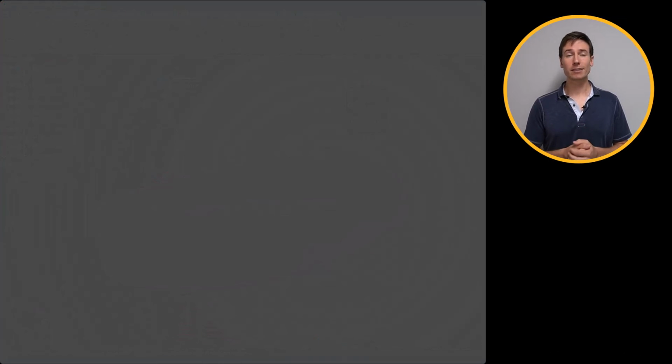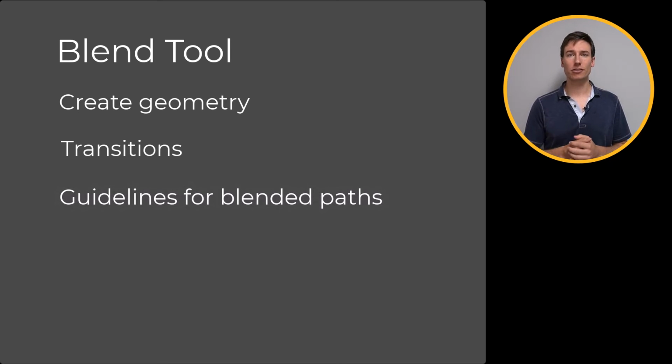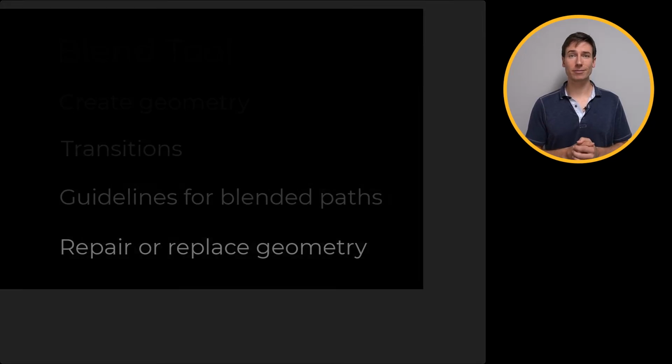So, let's summarize. The blend tool creates new geometries between the items we select. The geometry transitions from one item to the other. Using guidelines, we can force the blended geometry to follow a desired path. The blend tool can also be used to repair or replace incorrect geometries. Keep these uses for the blend tool in mind as you begin designing new models. They will come in handy as you progress from beginner to advanced Discovery user.